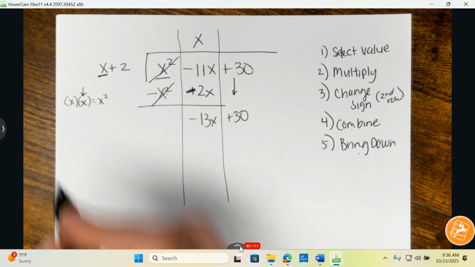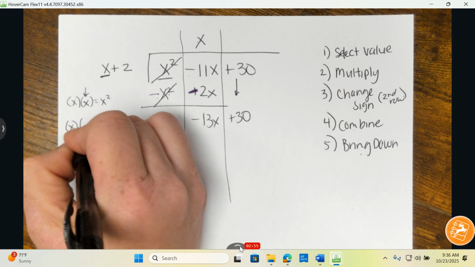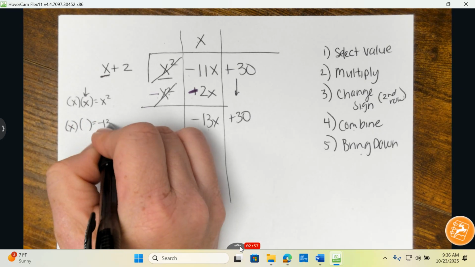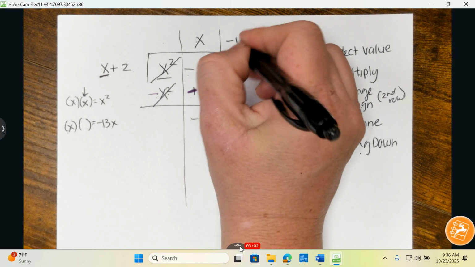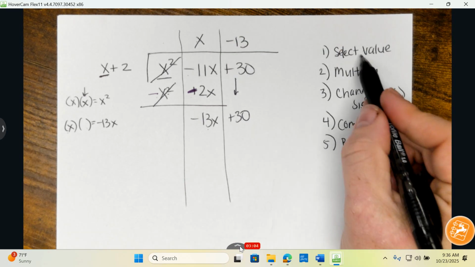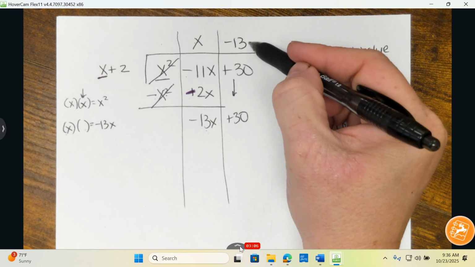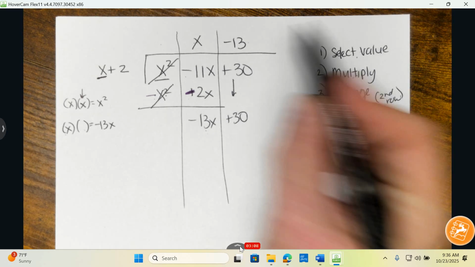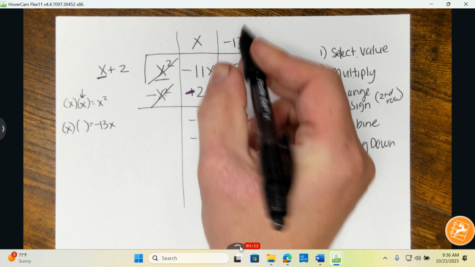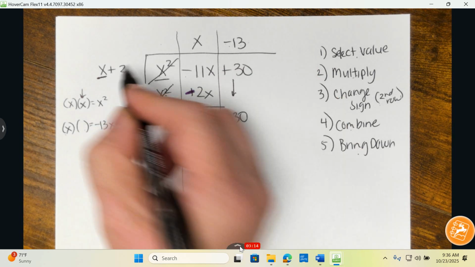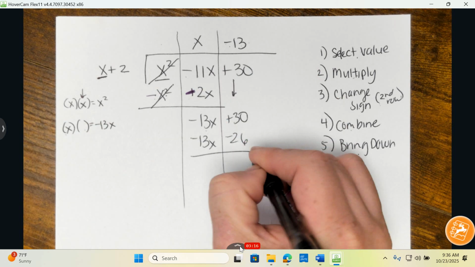And I start the whole process over again. I have an x. X times what is negative 13x? The answer is negative 13. I selected the value and put it in the correct column up above. And now I'm going to multiply. Negative 13 times x is negative 13x. Negative 13 times positive 2 is negative 26.